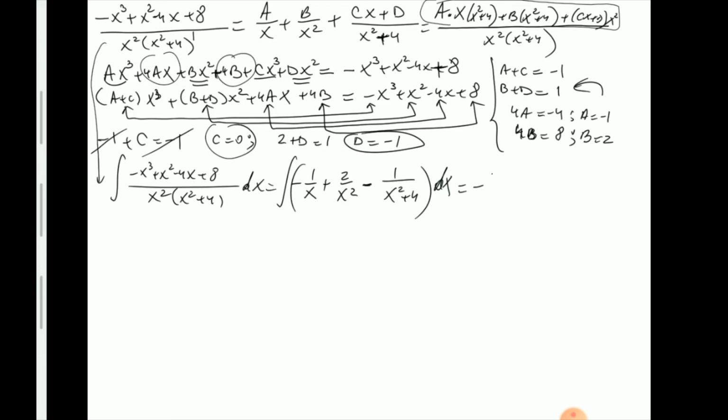The first one is a natural log, then 2 over x squared, it's like 2 times x to the minus 2, that's x to the negative 1 over negative 1, that's minus 2 over x. In the integral, right? Minus 2 over x, and then this one is an arctangent, so it's minus 1/2 inverse tangent of x over 2. Plus a constant c.